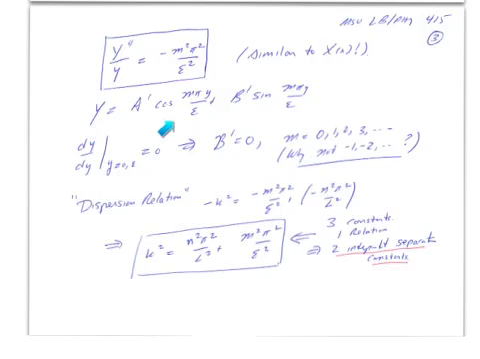The solution y then becomes a prime cosine m pi y over epsilon plus b prime sine m pi y over epsilon. But now we have to impose our Neumann boundary condition. dY/dy vanishes at little y equals 0 or epsilon. In this case, it's not the a term which vanishes, but the b term, because the derivative of sine is cosine, and if we want this to vanish, then b prime had better be equal to 0. That's what we get by imposing that it vanishes at y equals 0.